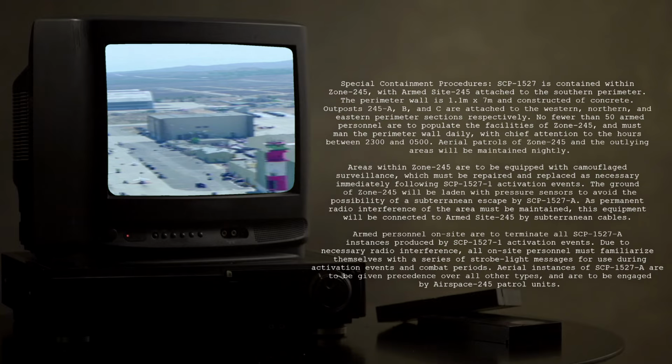Special Containment Procedures. SCP-1527 is contained within Zone 245, with Armed Site 245 attached to the southern perimeter. The perimeter wall is 1.1 meters by 7 meters and constructed of concrete. Outposts 245 A, B, and C are attached to the western, northern, and eastern perimeter sections, respectively.